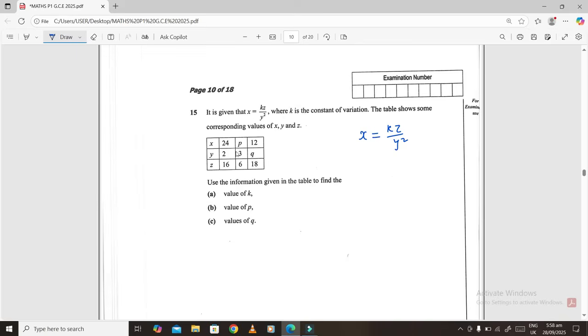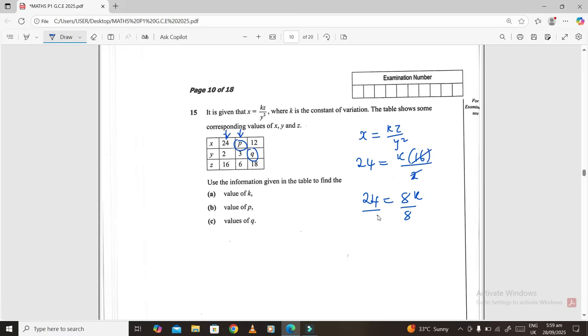So here, you must be very careful. We can't use this information here because we don't know the value of p. Also here, we don't know the value of q. So we can now use this set of information here. Our x is 24, equal to, our k is what we are looking for, our z is a 16, and our y is a 2. So we can say 24 is equal to 8k, because 2 into 16 it's 8.